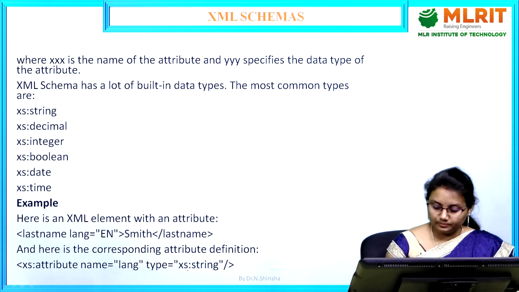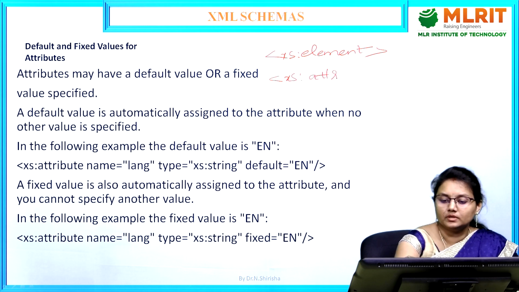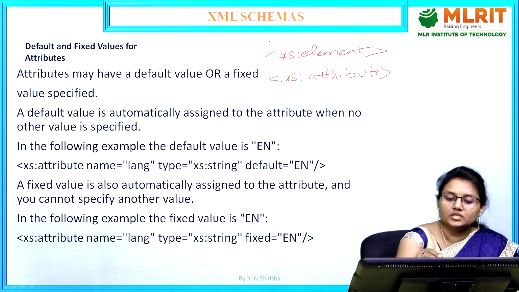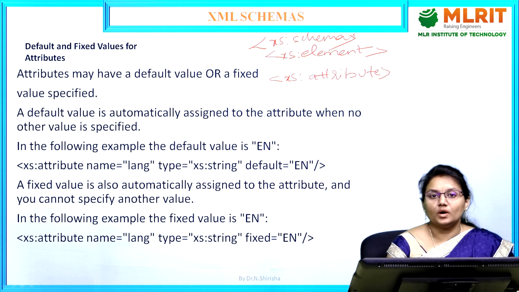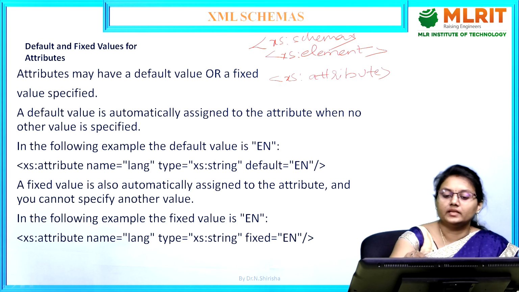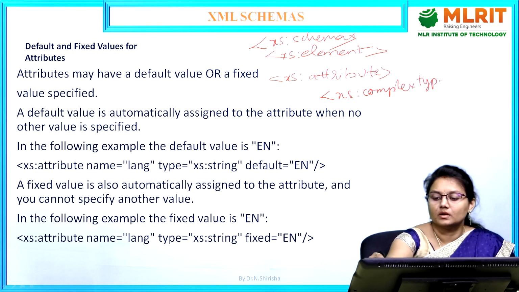Okay. So, in XML schemas, you have to define an element using XS colon element. You have to define an attribute using XS colon attribute. All these must be defined inside your XS colon schema. If you have attributes for elements, then you have to define XS colon complex type, and under this you have a subtag XS colon sequence.